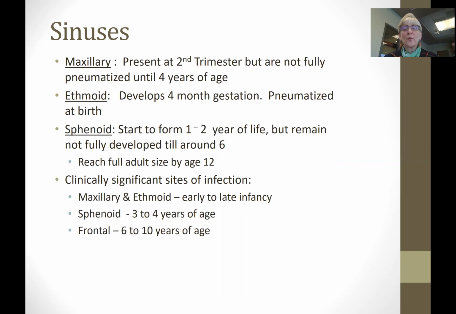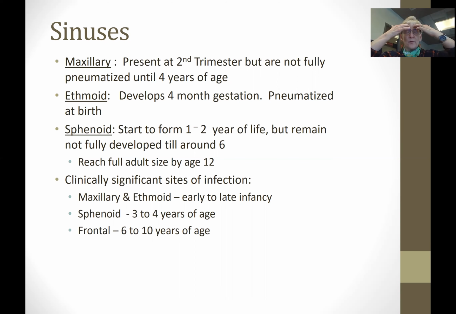Now you got your ethmoid sinuses. They develop around the fourth month of gestation, and they are pneumatized at birth. Of course, they're right here in the nose. As soon as they start taking breaths, those are pneumatized. The sphenoid, they start to form the first couple of years of life, but they are not really fully developed until around 6. So do you get where I'm going with all this? The sphenoid doesn't reach a full adult size till by age 12. And then the frontal up here.